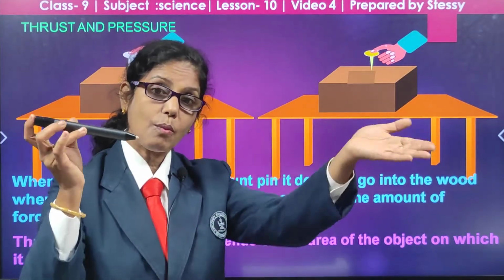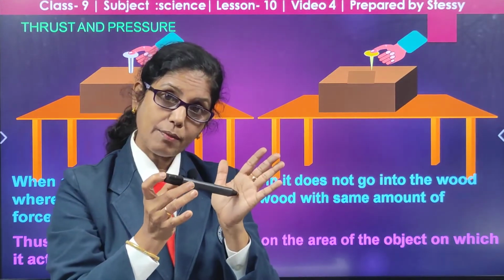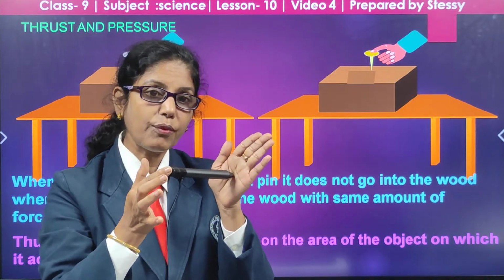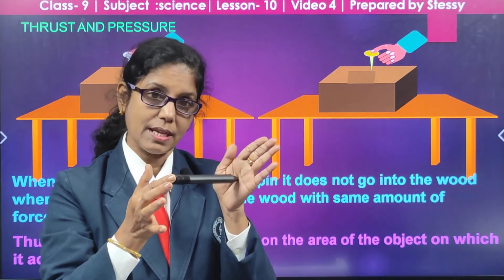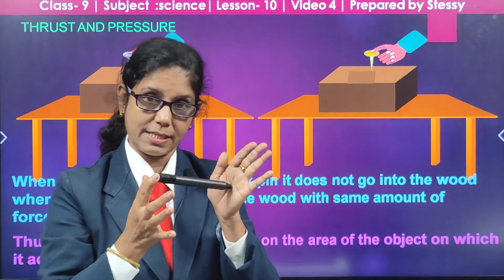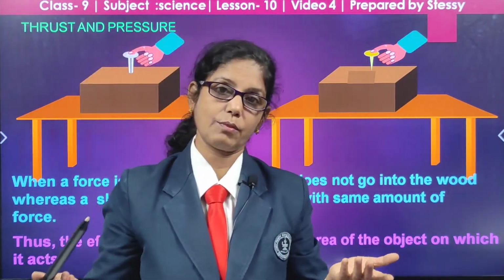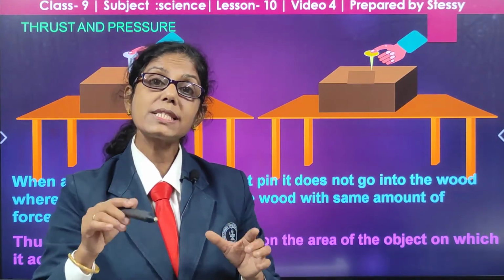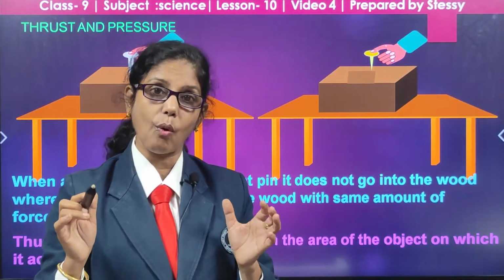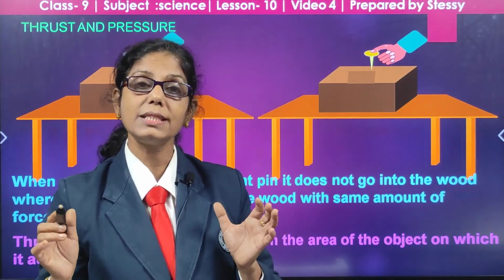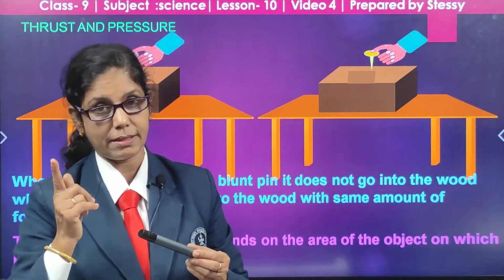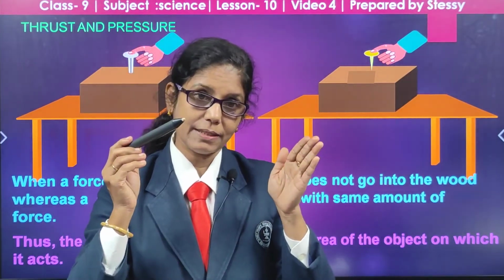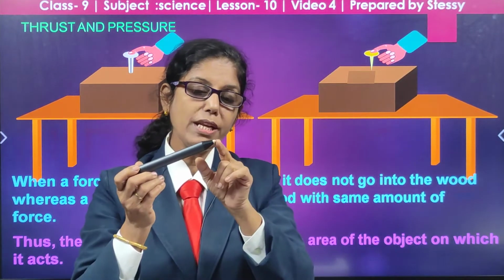Now, so what is thrust? Force can be in any direction, but thrust means the perpendicular force acting on a surface. That is called thrust. Now, coming to pressure. What do you understand by pressure? Pressure means force acting per unit area or thrust per unit area. That is called pressure.